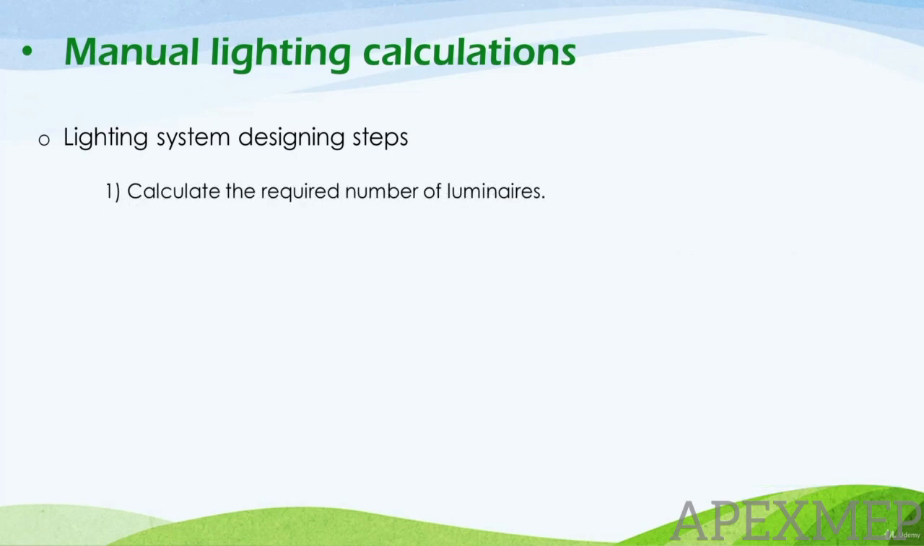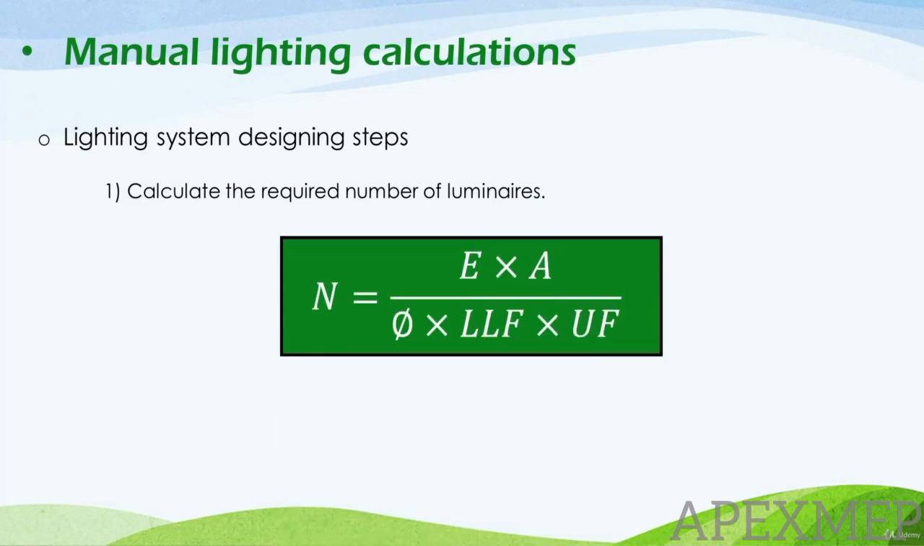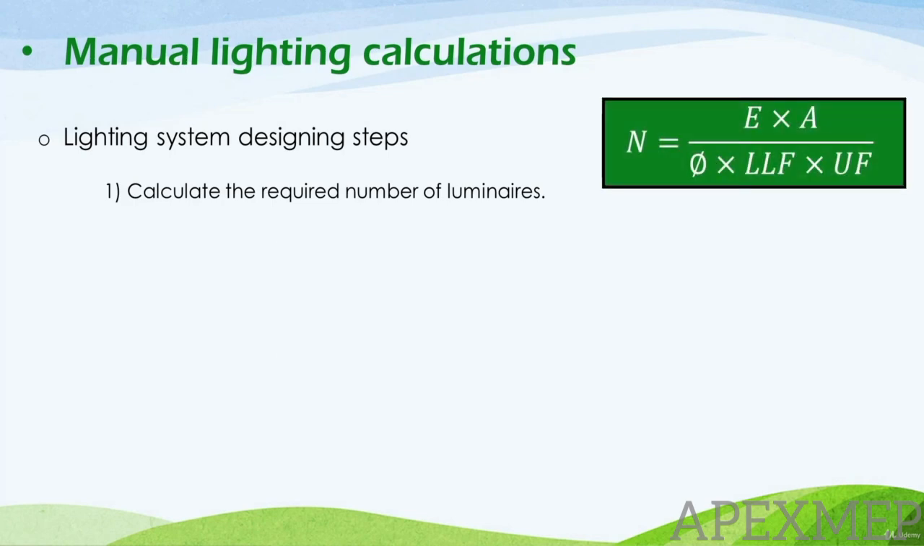Alright, now we need to know in some details how can we calculate the suitable number of luminaires required for any room. Here we say that the required number of luminaires is calculated from this equation. Here n equals E times A over phi times LLF times UF. As you see, n is the number of luminaires required for that room, so it's the final aim that we need to reach. And then in the numerator we have E times A, where E is the value of the illumination or lux required for that place or that room.